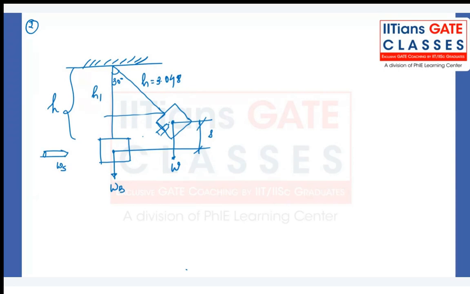Yes, what is this h1? This s is how much this h1 is. h1 will be L cos of theta, you can say. That is h cos of theta, so 3.048 cos of 30 degrees, and you subtract that from h to get the value of s. s is equal to h minus h1, and you should get 0.409, something like this. Okay, 0.409 something you will get.